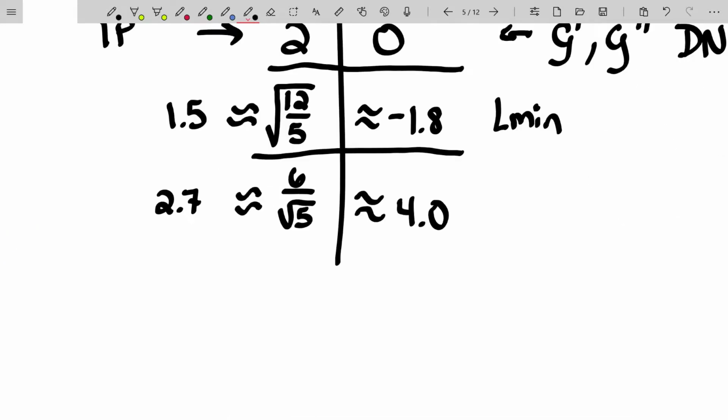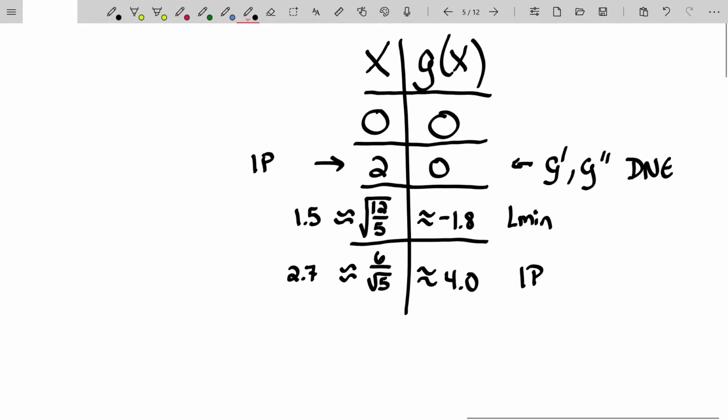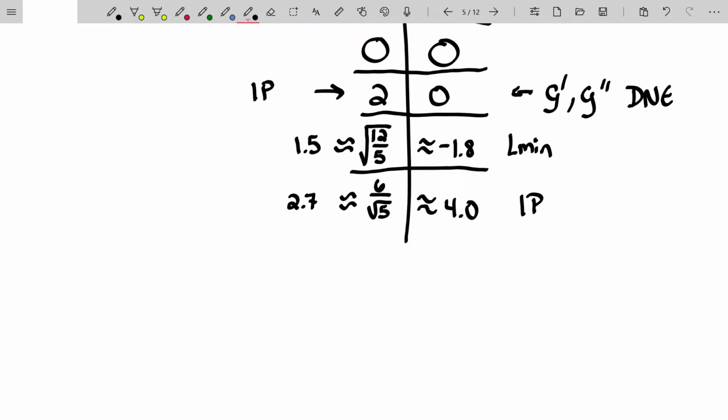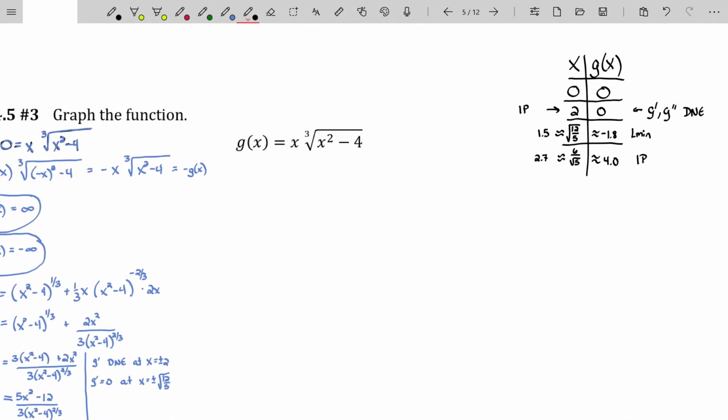So let me do that. And I get roughly 4.0, and this is an inflection point. It's a little bit less than 4.0, but whatever. And so this table of values is going to be very helpful for me. Notice I'm only going to plot 4 points, and I should get a very accurate graph just from plotting those 4 points. Pretty interesting. Now I'm going to start the graphing process.